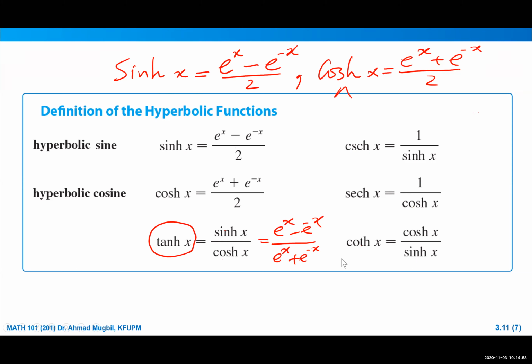Any question, Shabab? Is this clear? They are mainly exponential functions, but combined, a sum or a difference of 2 natural exponential functions.